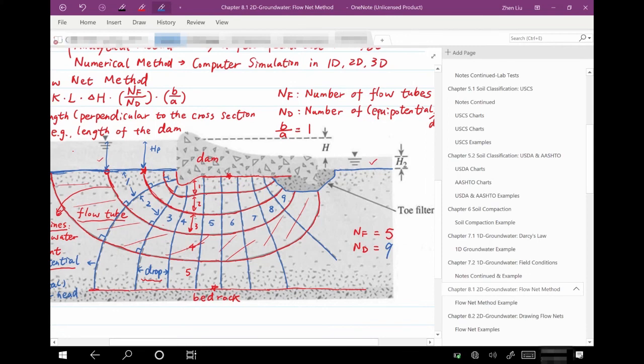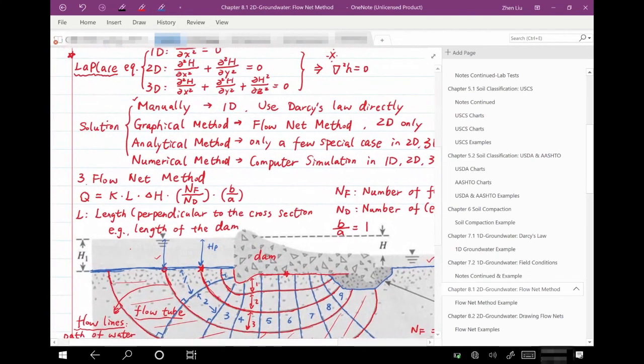As I mentioned, as long as you know how to count NF and ND and know how to use this equation, you know how to use the flow net. And again, for B over A, to simplify the calculation, we always assume that the ratio is 1. So you can just overlook this ratio when you do the calculation.